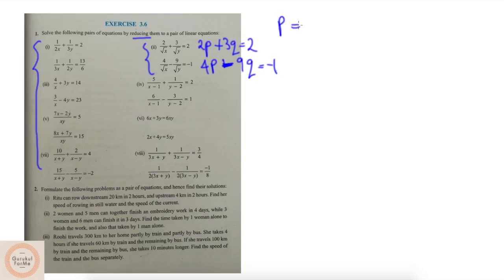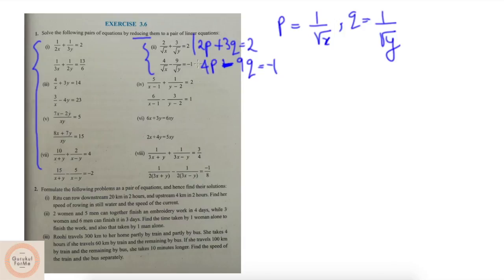So let's go to exercise 3.6 now and try solving it. From here till here, I think you should not have any problem. Why? Because they are saying reducing them to a pair of equations. For example, if I were to take both these equations, how would I write? I would write this as 2p plus 3q is equal to 2. And I would write this as 4p minus 9q is equal to minus 1, where p is equal to 1 by root x and q is equal to 1 by root y.